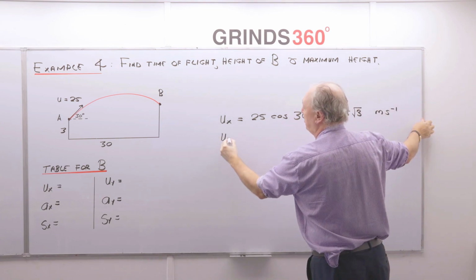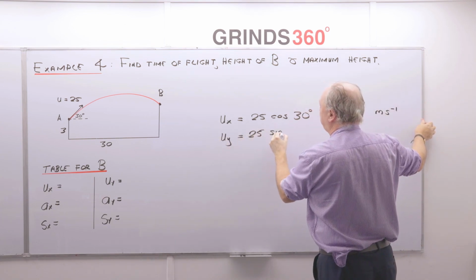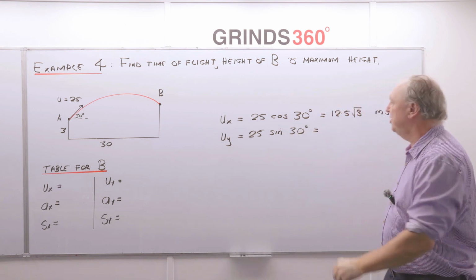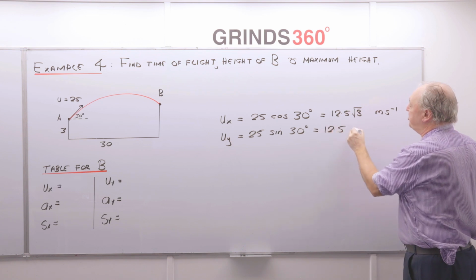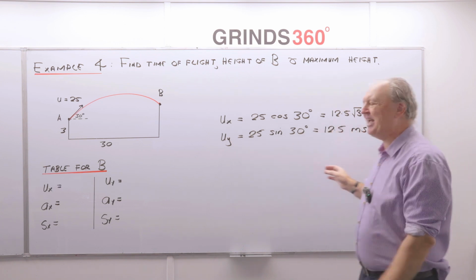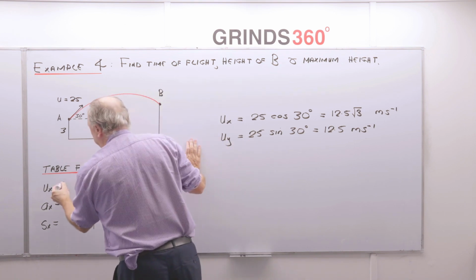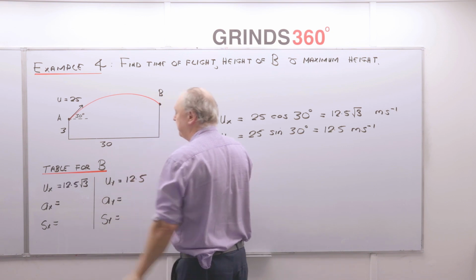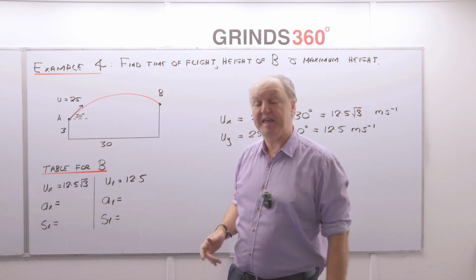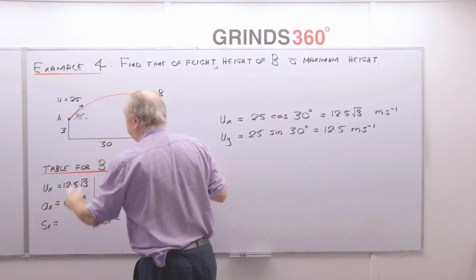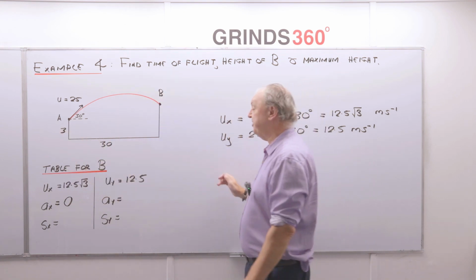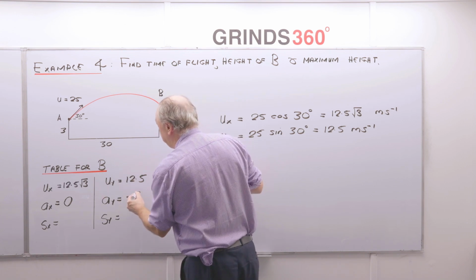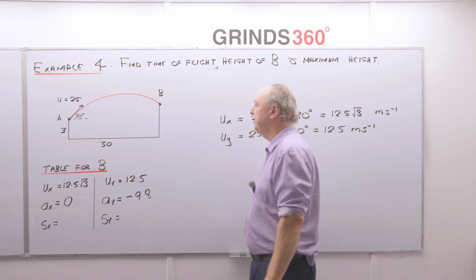Then UY. UY, of course, is 25 sine 30 degrees. Put that into my calculator, and it'll give me 25 halves, which is 12.5 meters per second. So let me put those entries into my table. So this is 12.5 root 3 and 12.5. We know, of course, that the acceleration in the x direction is always 0 when we do these horizontal planes. And the acceleration due to gravity in the vertical direction is minus g, or minus 9.8 meters per second squared.